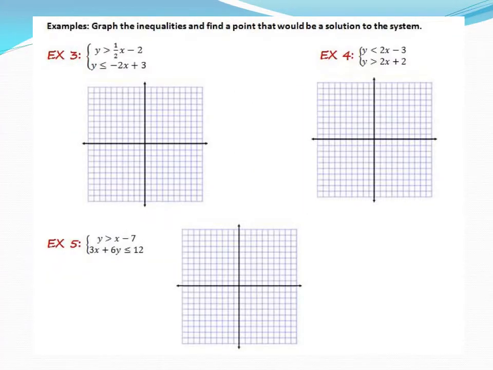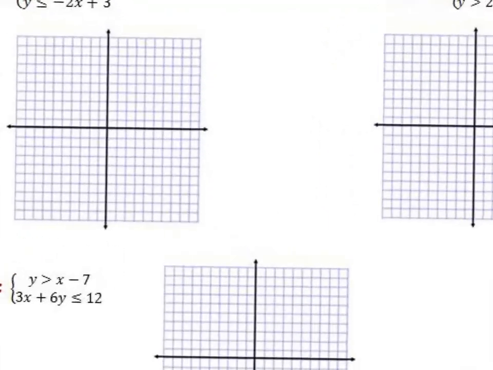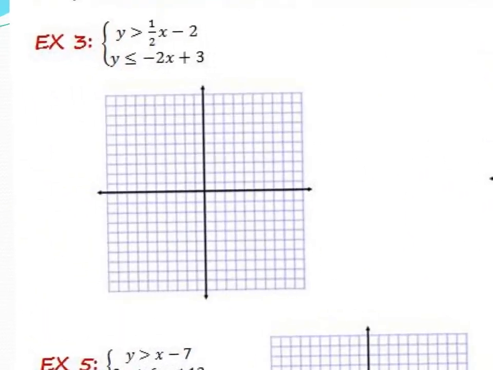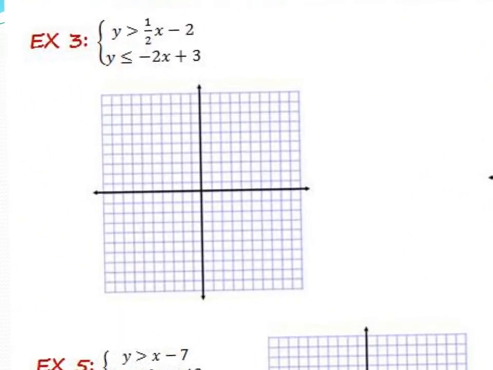All right, so here we go. Three more examples. I'm going to go through the first one with you, and then I'm going to have you pause and do examples 4 and 5. So let's go through example 3. We have y is greater than 1/2 x minus 2, and y is less than or equal to negative 2x plus 3.